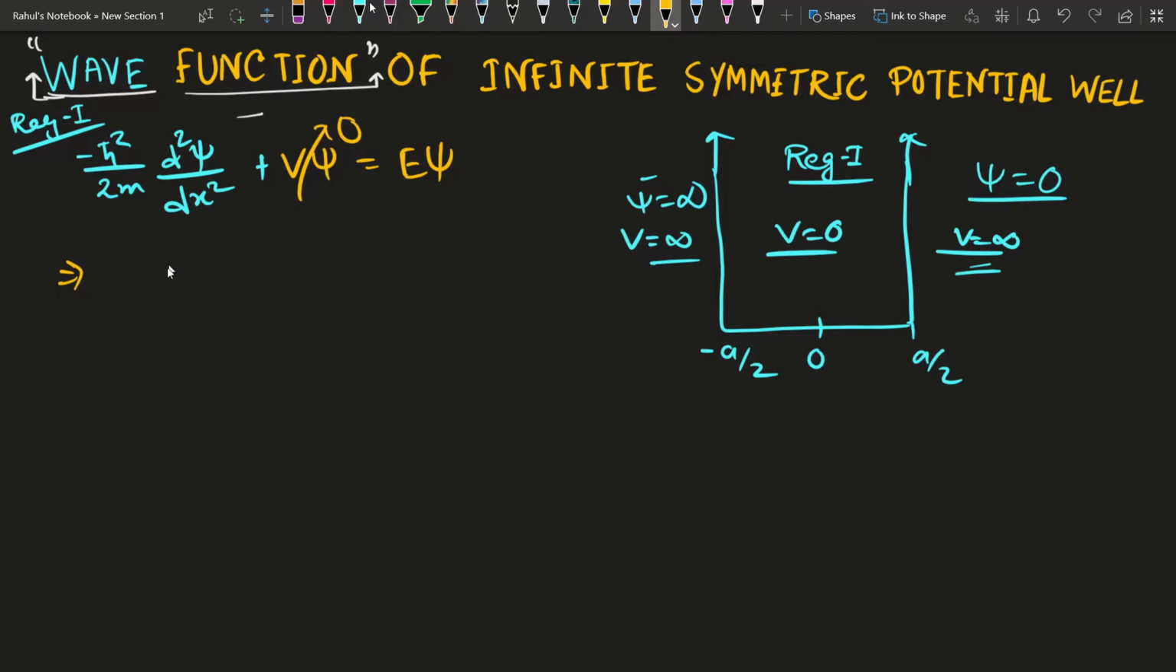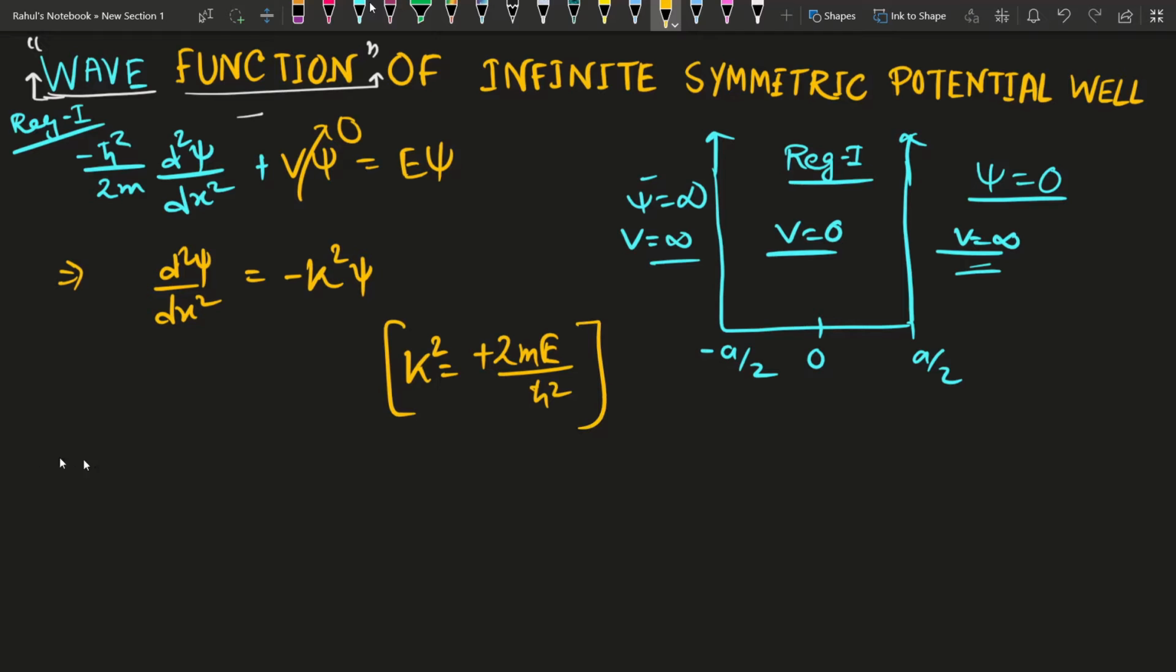What will happen? So d2 psi over dx square will be equal to minus k square psi, where k square is equal to 2mE over h cut square. This is our k square. K is the wave number. So what will be psi? Psi is equal to A e to the power ikx plus B e to the power minus ikx, but we'll not do that. We'll write it in the sine and cosine form.